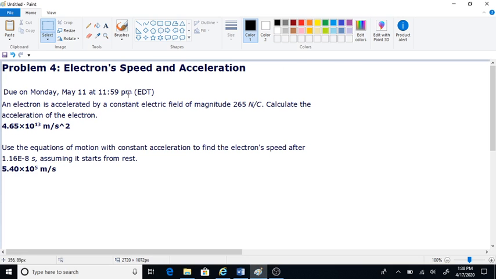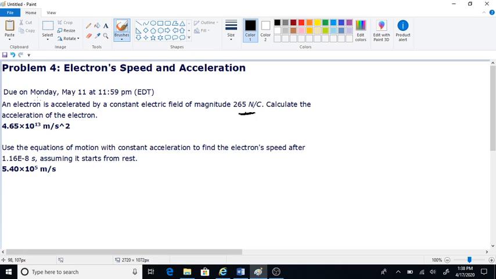All right, we have an electron, and it is being accelerated. It's placed in an electric field with this magnitude, in newtons per coulomb, and that's the strength of the force. We're also going to assume that this electron is directly in line with the force and the field. And so we need a few pieces of information, though.